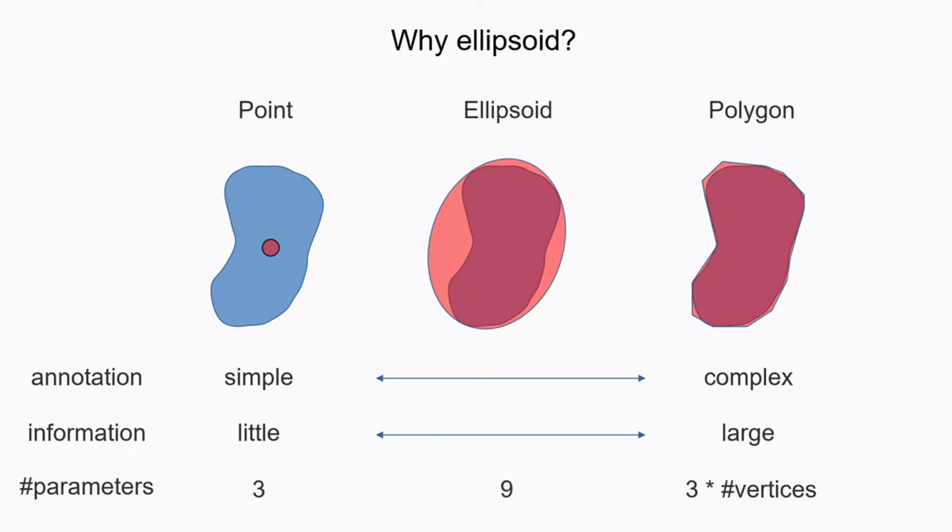Point annotation is simple, but it's limited in the amount of information. On the other hand, polygon annotation can include a lot of information. However, its annotation can be complex, and the number of parameters to handle can increase depending on the number of vertices. Ellipsoid annotation has intermediate characteristics, so it has a relatively good amount of information, and annotation is not so hard. And the number of parameters is just 9. So that is why I decided to use ellipsoid as the representative of cells in this tracking software.